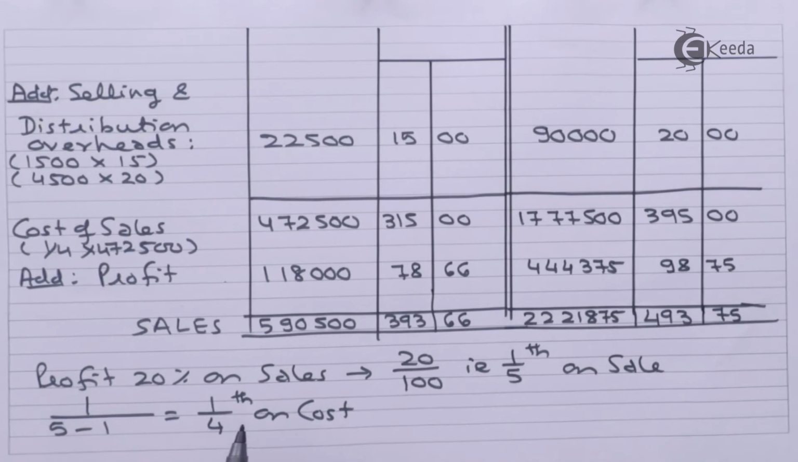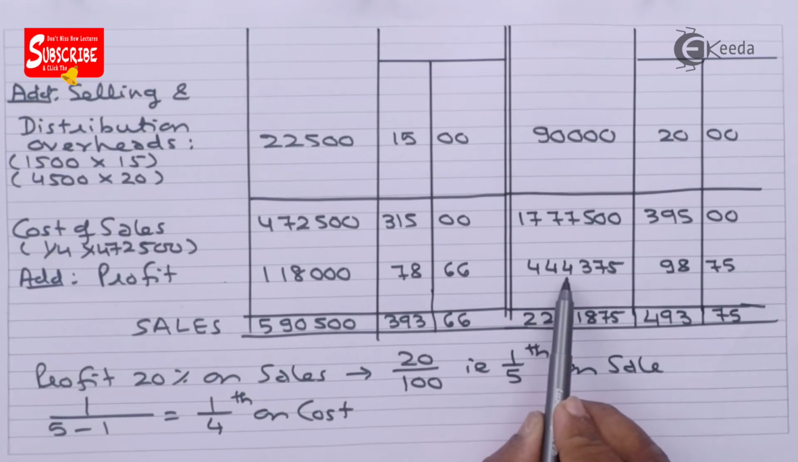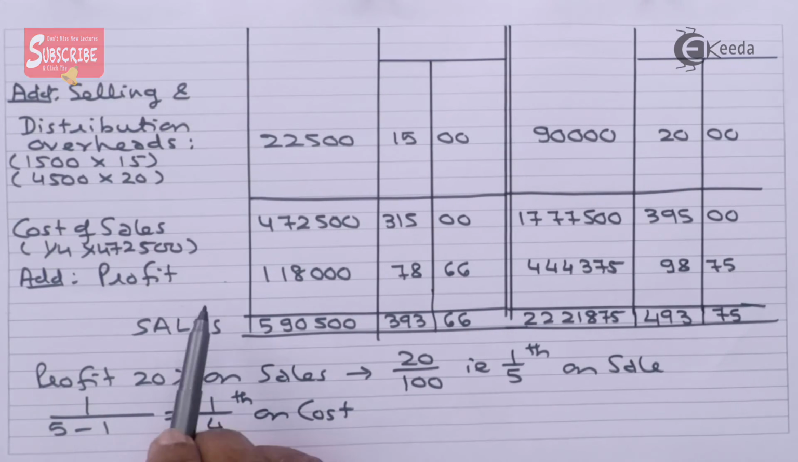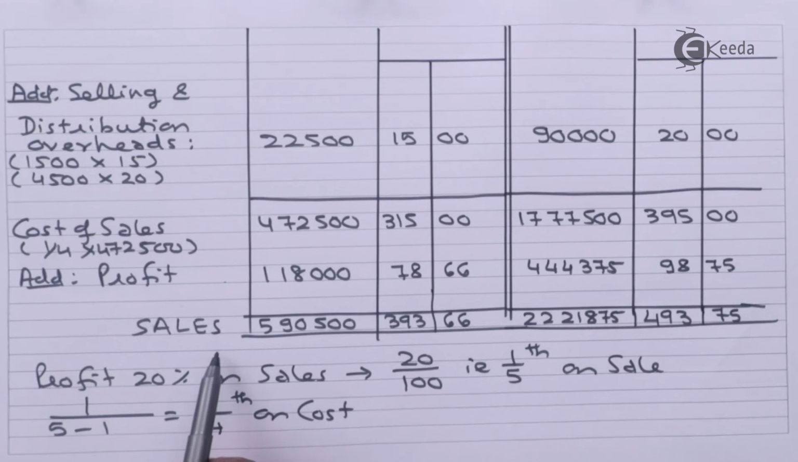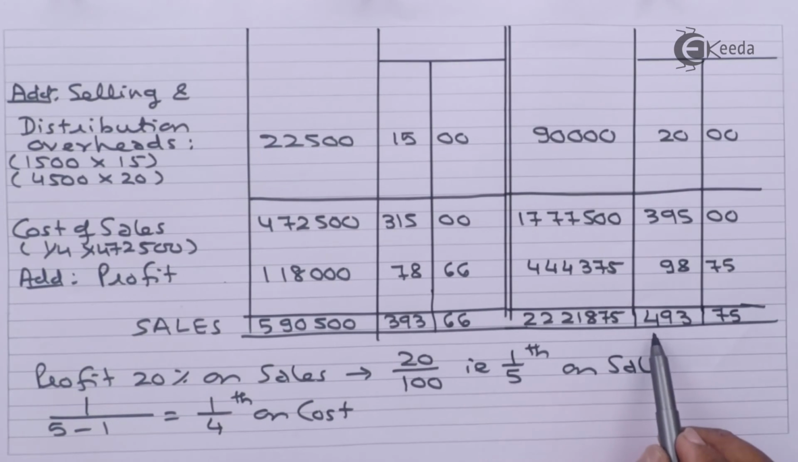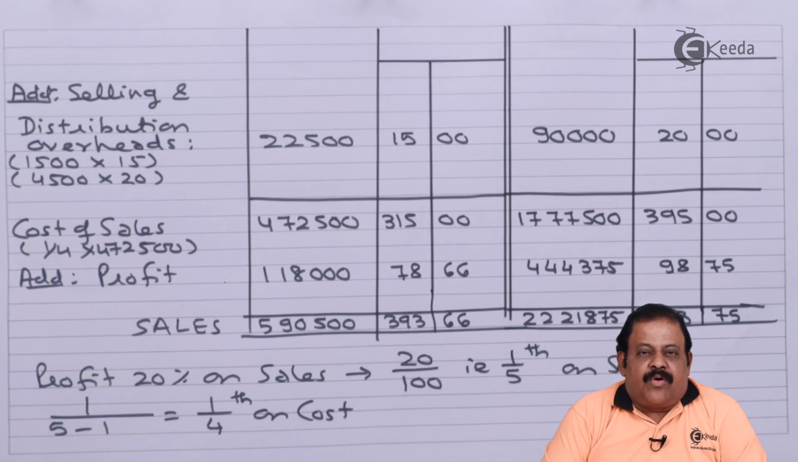So we got profit in case of product A 1,18,000, per unit 78 rupees 66 paise. In case of product B, 4,44,375, per unit 98 rupees 75 paise. We have added profit to cost to arrive finally at sales. In case of product A 5,90,500, selling price 393.66. In case of product B 22,21,875, selling price 493 rupees 75 paise. This is how we have calculated for both the products A and B the various elements of cost.